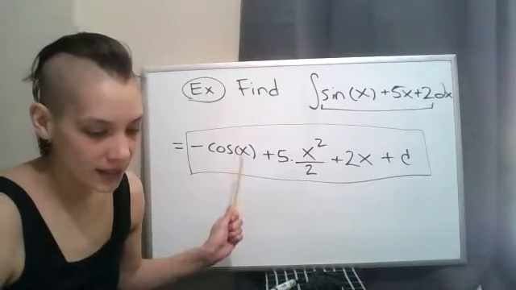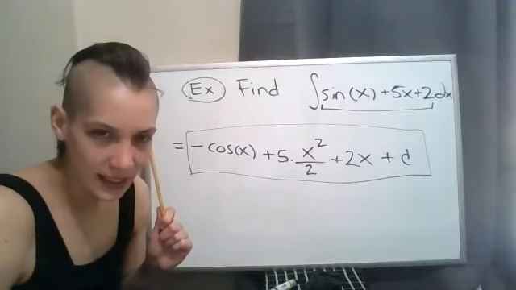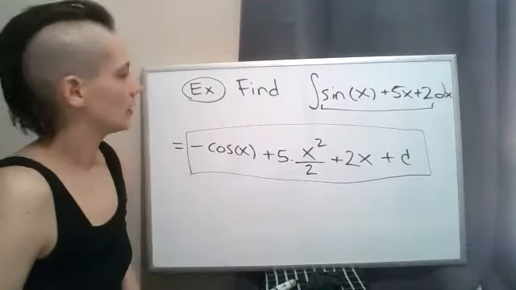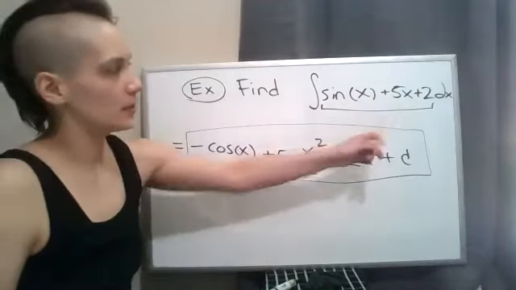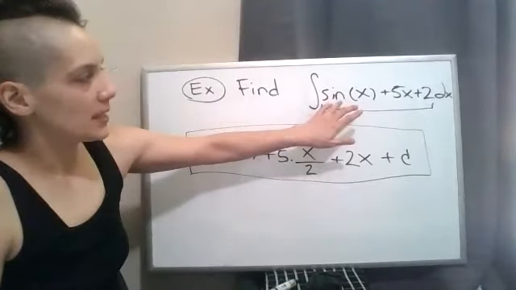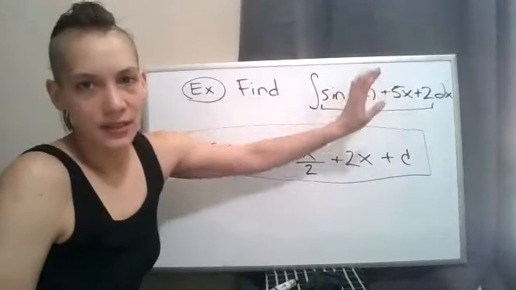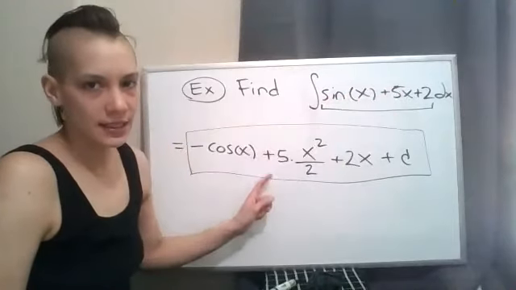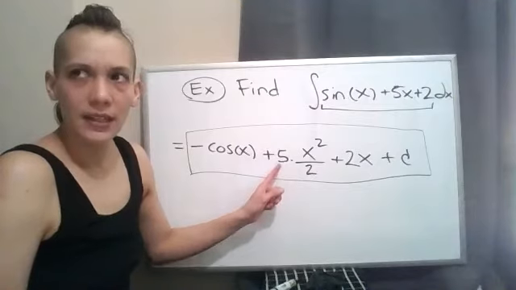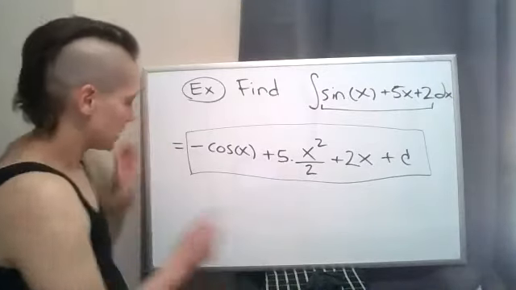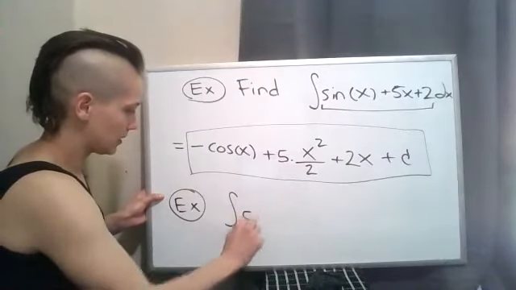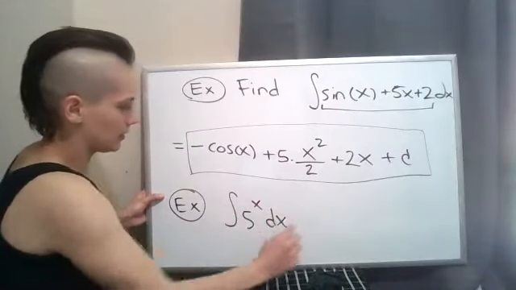Oh, I forgot. Let's see this part here. Oh, never mind. I rewrote the problem. So in my example, I had 5 to the power x, but 5x does give you this as an antiderivative. Let's do that one on the side then. Let's do this guy separately.